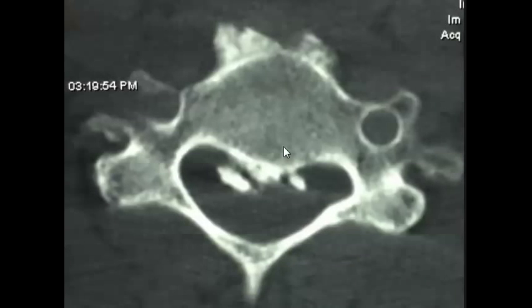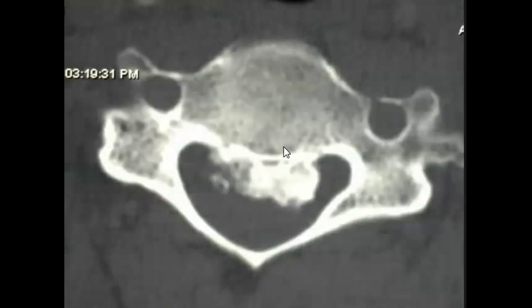This is at the level of the C3 pedicle. This is the level of the C4 pedicle, and you see how large this piece of OPLL is, compressing the spinal cord.